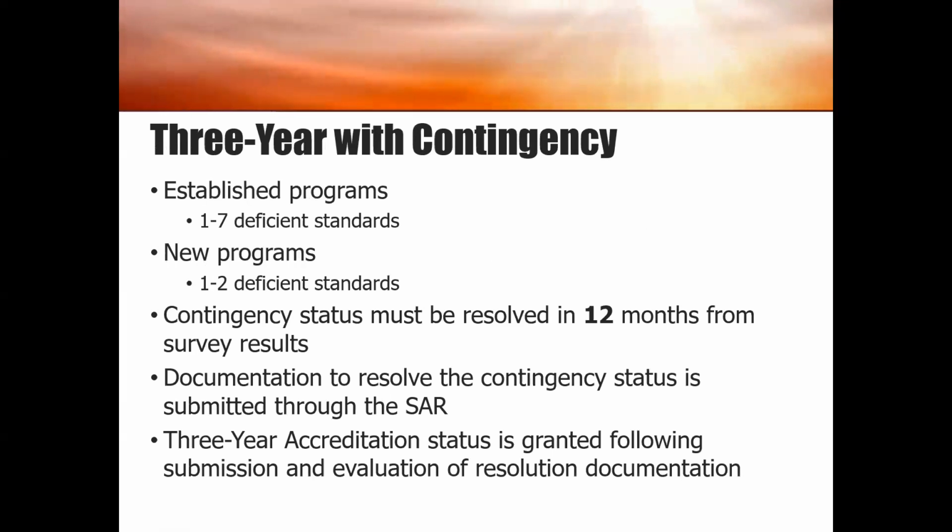A 3-year accreditation with contingency is given to established programs when they have 1 to 7 standards that are deficient, or to new programs that have 1 or 2 standards that are deficient at time of initial survey. The deficiencies must be resolved within 12 months from the survey results. Programs must follow the guidelines for deficiency resolution that are posted on the CoC Cancer Programs page. Programs have to submit the proper documentation to resolve the contingency status through the SAR.